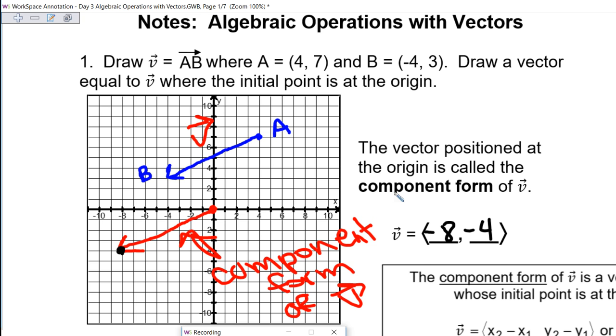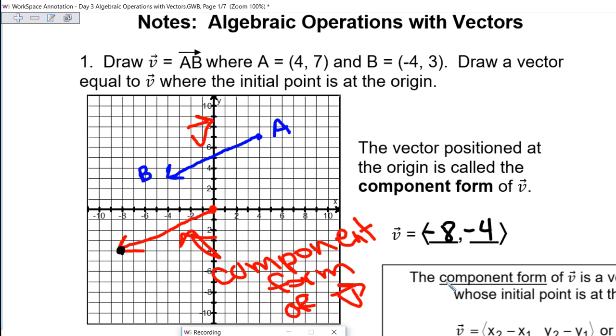The component form, we use angled brackets, and the point that we use is the terminal point. We don't ever use the initial point because the initial point is going to be the same for every vector that's in component form. The initial point is always the origin. So we never report the initial point because it's known to be the origin if it's in component form. So for component form, it's always the terminal point that's used.